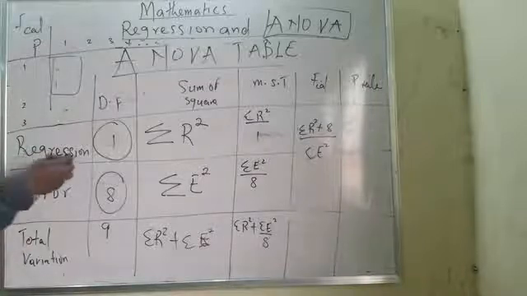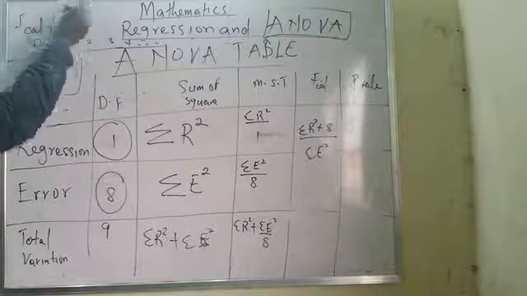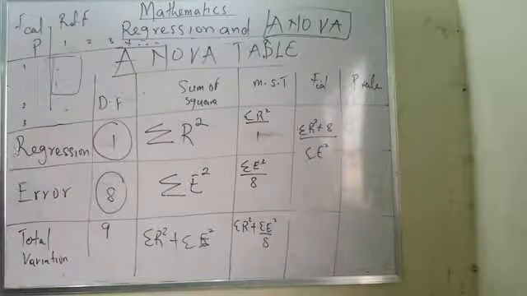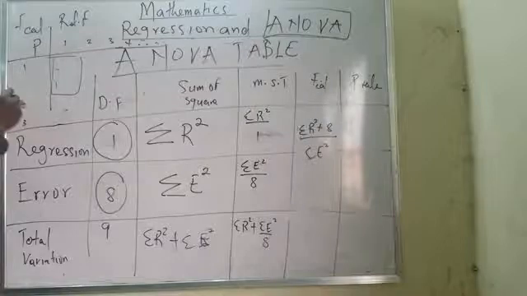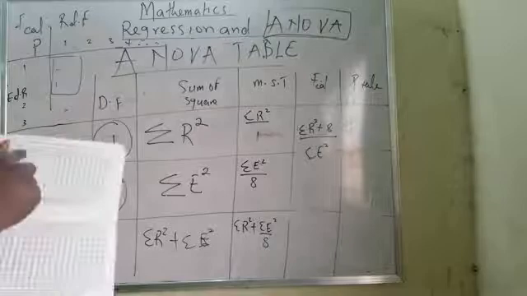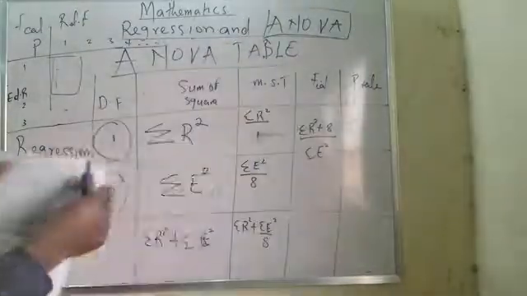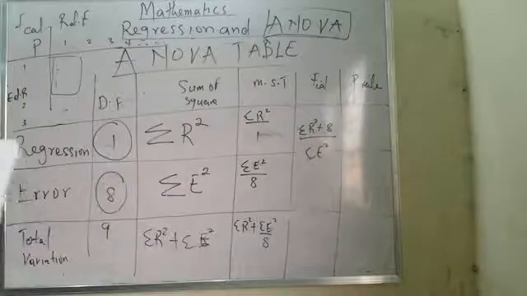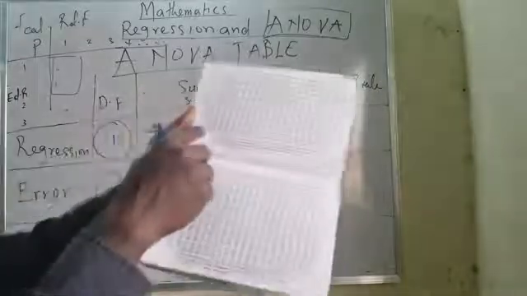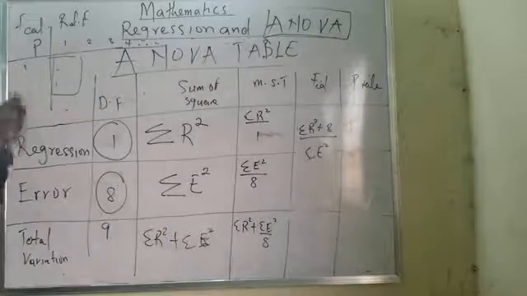Now, you come to what? This is of your regression degrees of freedom. Now, this is of your error degrees of freedom. Please take note of that. You will now come to the table. You have 1, this is your 1. And under 8, you come to where 8 is. This is your 8. On this, 1 under 8, it means 1 under 8.